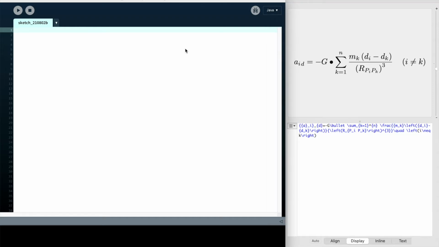First of all, we're going to need mass, and in this simulation, I'm just going to give all masses the same value. So all masses are going to have a mass of, for now, let's say 10. And then I'm also going to have to indicate the number of objects I have. So int num is going to be the number of objects we have in the simulation.